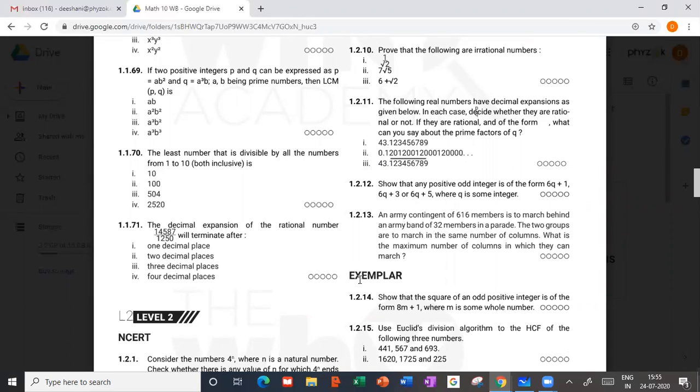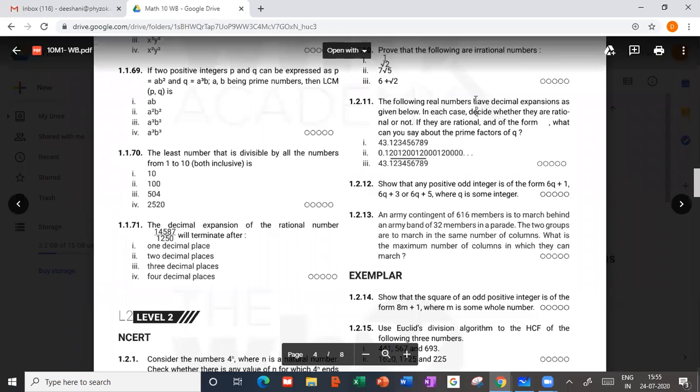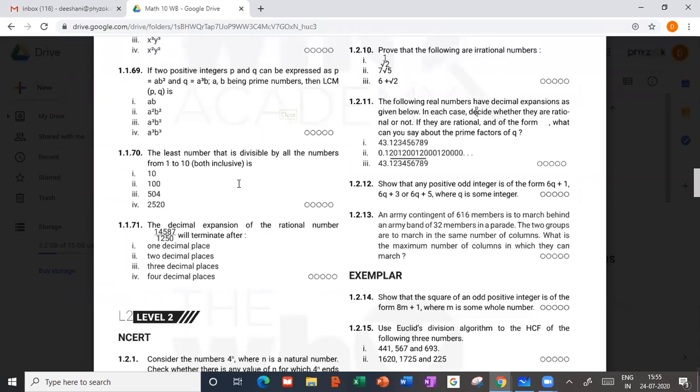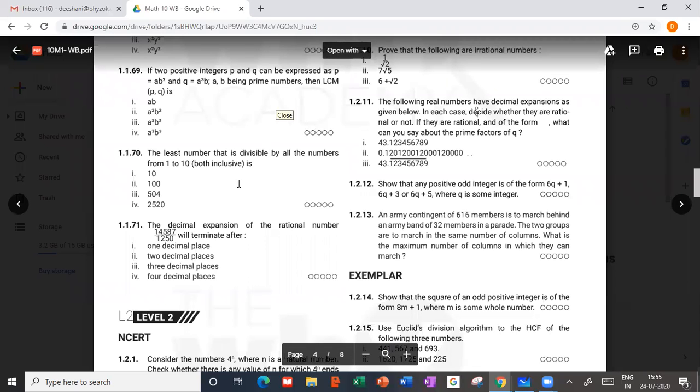This is a nice question, the 13th one. An army contingent of 616 members is to march behind an army band of 32 members in a parade. The two groups are to march in the same number of columns. What is the maximum number of columns in which they can march? So, what will you find here? Ma'am, it's maximum, that's all. Awesome, yes. Because you see the word maximum.